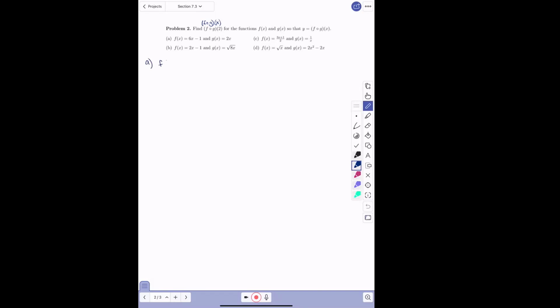So for A, we have f of g of x is equal to 6 times g of x minus 1, and g of x here is 2x. So then when we find f of g of 2, we have 6 times 2 times 2 minus 1. Okay. And we have 6 times 4 minus 1, which is 24 minus 1, which is 23. So this is your final answer. Any questions there?